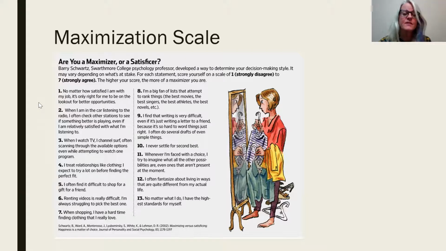Okay, so this is just a fun one if you've been looking at it. I found this online that actually includes the scale, but I don't want you guys to take this one anyway. It gives you an idea of what we mean by maximizer.